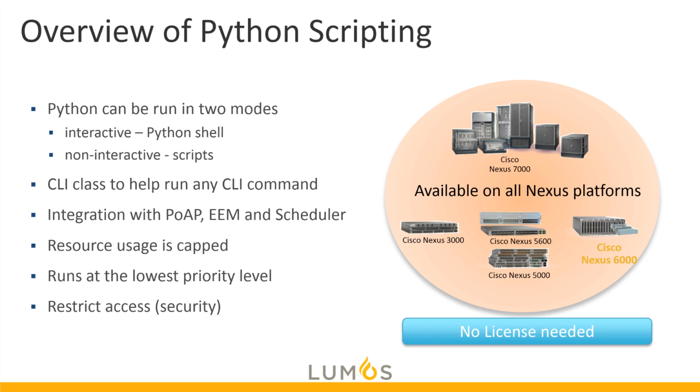There is a CLI class that you can use within Python to import and then call any CLI commands, and I'll give you an example of that. Like I said, it has integration with Power on Auto Provisioning, Embedded Event Manager, and the scheduler. The resource usage is capped, so it won't kill the box. It does run at the lowest priority level, so again, you're not going to kill your box. And you do have restricted access. You do have security that is there to protect you.